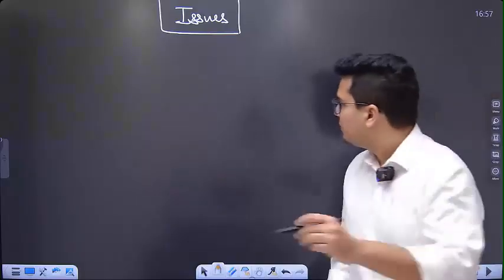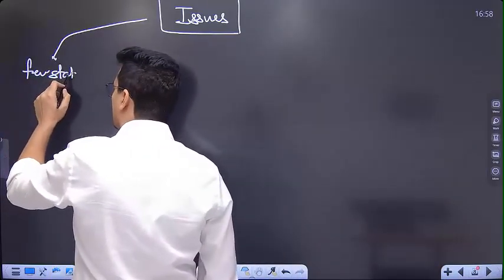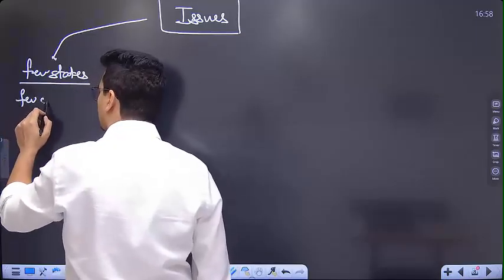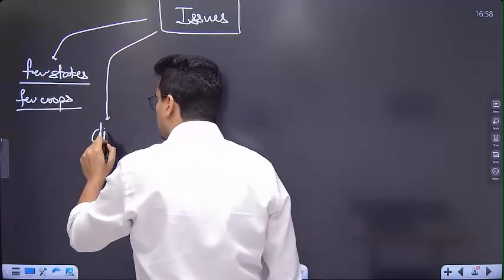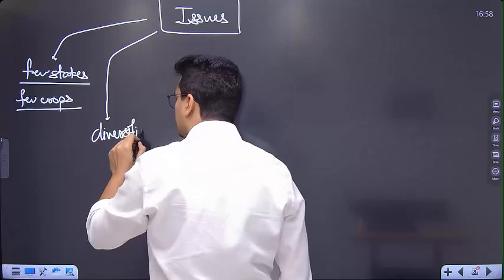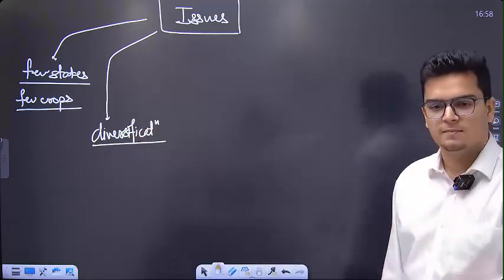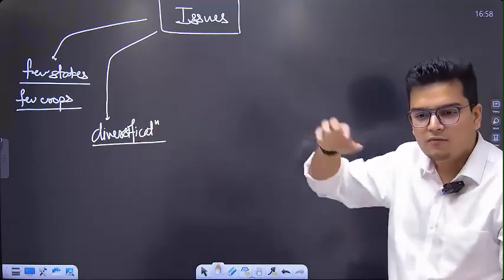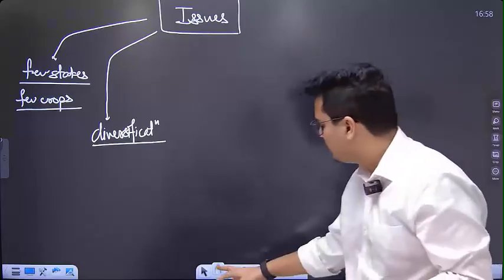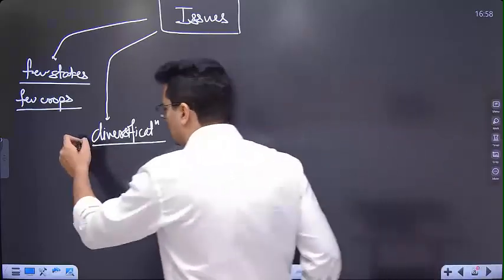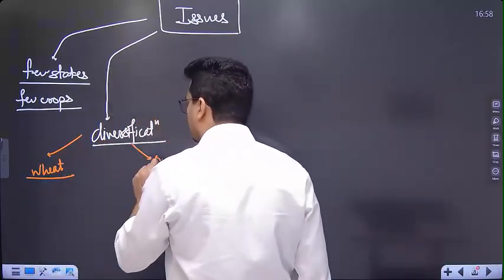Now, the first issue of MSP is it is given only in a few states and for a few crops. Then the second issue is it hinders the process of crop diversification. Why? Because if you have promised MSP on a particular crop, why would someone want to grow a different crop? Now for this, we will read about a case study that compares wheat on one side and oilseeds and pulses on the other side.